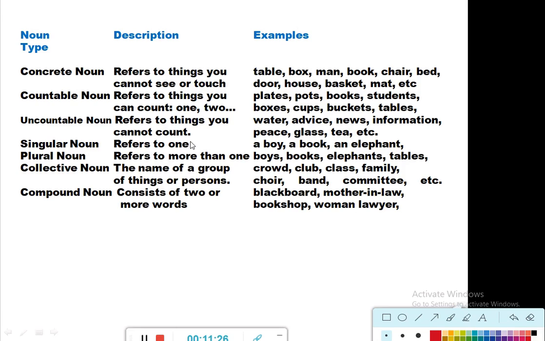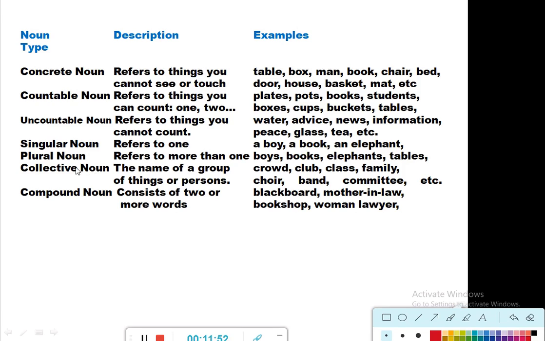A singular noun refers to one. A single unit of something is what the singular noun refers to. For instance, a boy. You are talking of one boy, one book, an elephant, and so on. Then the plural noun refers to more than one. When you talk of boys, it's either 2 or more. Books, elephants, tables, and so on.